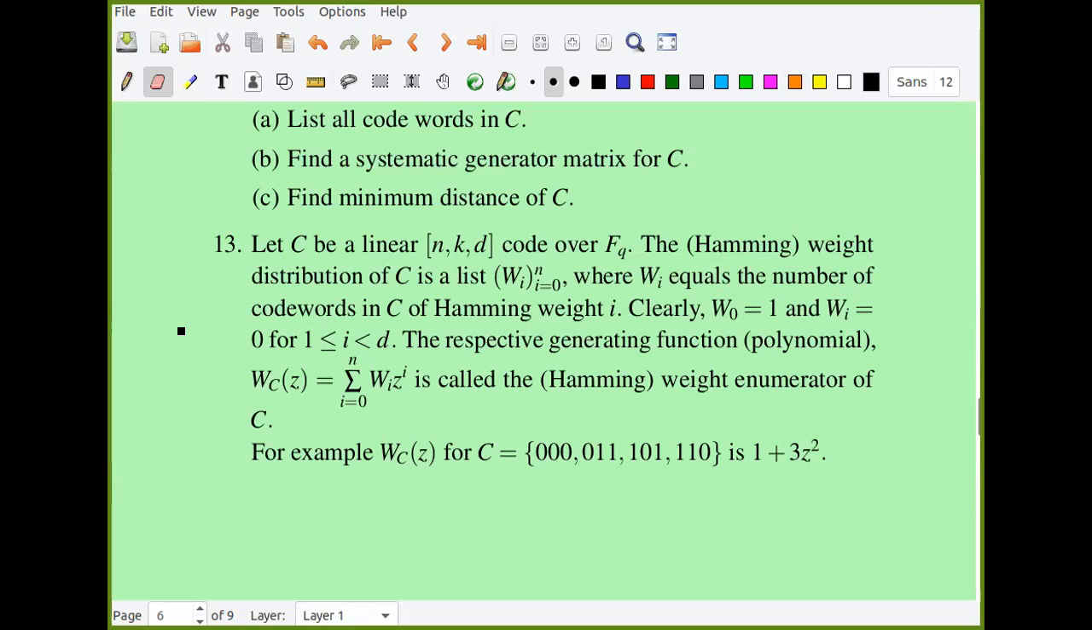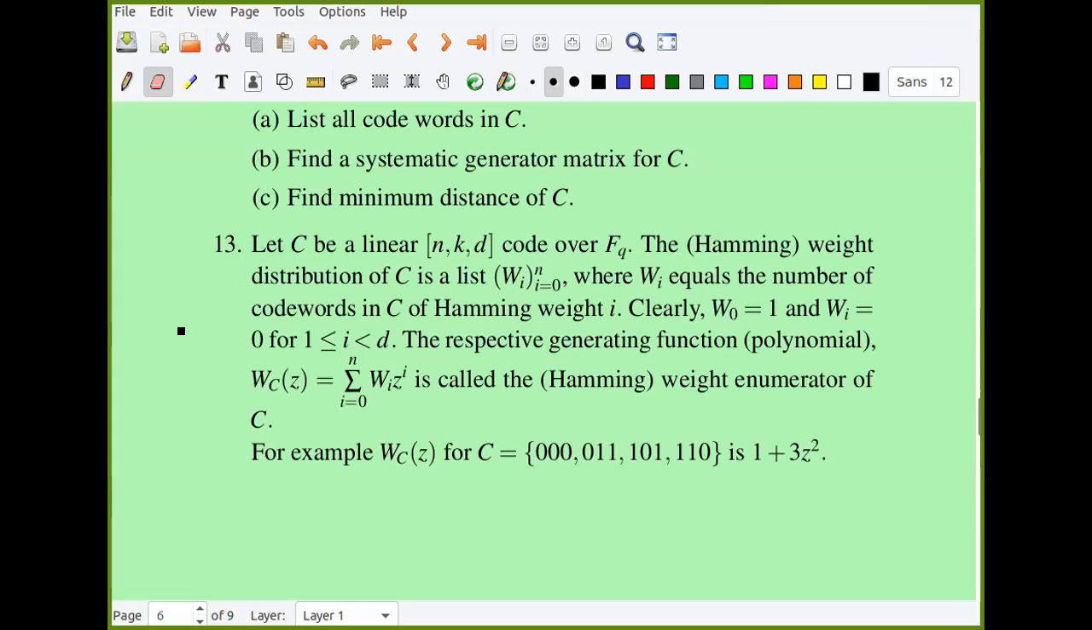Because the minimum distance is d. The minimum weight is the distance of the code. So if the weight is less than d, then there will be no vector with that weight, so it has to be 0. Minimum weight d means out of all the non-zero code words, the minimum weight is d. If there were a code word of weight less than d, then the minimum distance cannot be d.